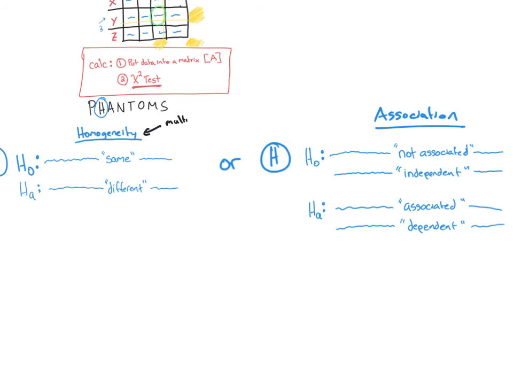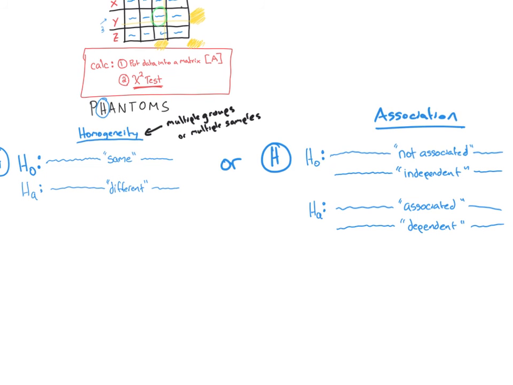took multiple groups or multiple samples, right? That's how we know we're doing homogeneity, because they had group 1, group 2, group 3, group 4, and we're trying to see, are they all the same? Or they went and took a sample from Portland, LO, Tigard, Westland, Oregon City, right? We took multiple samples from multiple groups. That's going to be homogeneity.